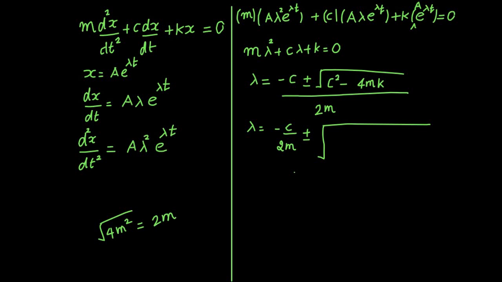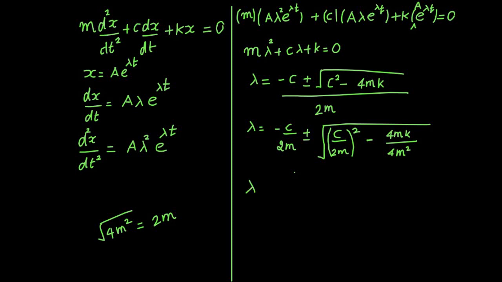So you'll be getting c by 2m whole square. So in the denominator, if you take the square, it's 4m square inside the root. If you take it outside the root, it's just 2m. And here, if you just take it inside the root, 4mk divided by 4m square. That's it. So what I have done in this step is take this 2m inside the root, put it in the denominator.